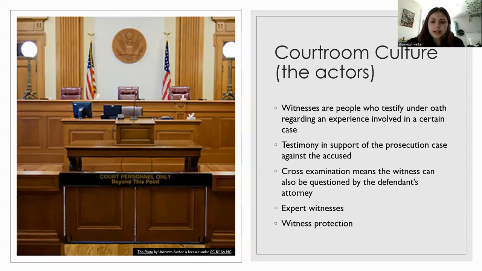Witnesses are people who testify under oath regarding an experience involved in a certain case. And then they can be cross-examined by the defendant's attorney also. They have testimony in support of the prosecution case against the accused. There are also people called expert witnesses, which are professionals in a certain category, and then they can provide their expertise on that specific category. And then also, if witnesses are threatened for any reason, they can be put under witness protection.